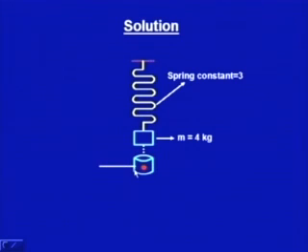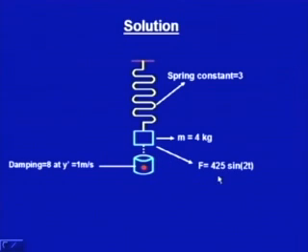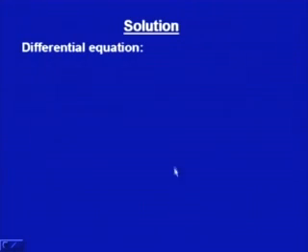What is this damper doing? It is changing the motion, exerting a force of 8 Newton when the velocity is 1 meter per second. We have to develop the differential equation for this system, and moreover in this system an external force of 425 sin 2t is also acting on this mass. This force is upwards. The differential equation has damping as well as the spring constant.